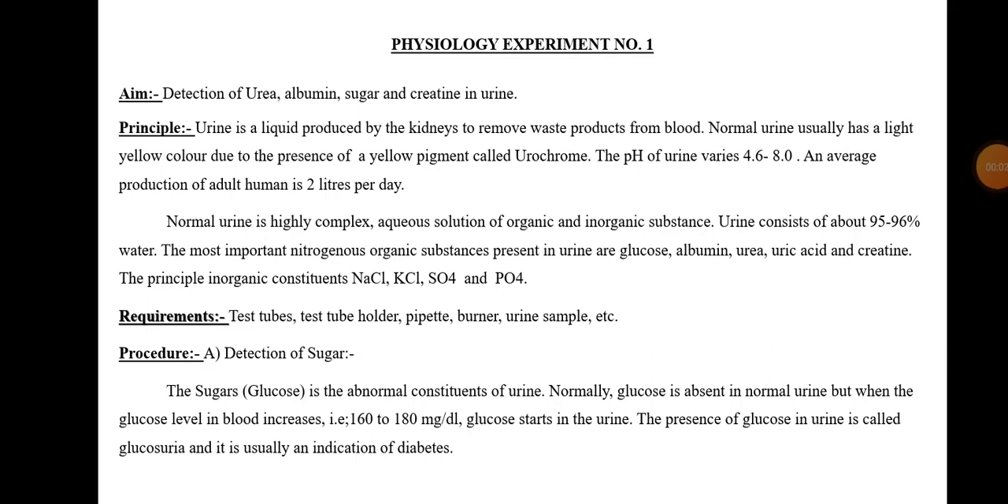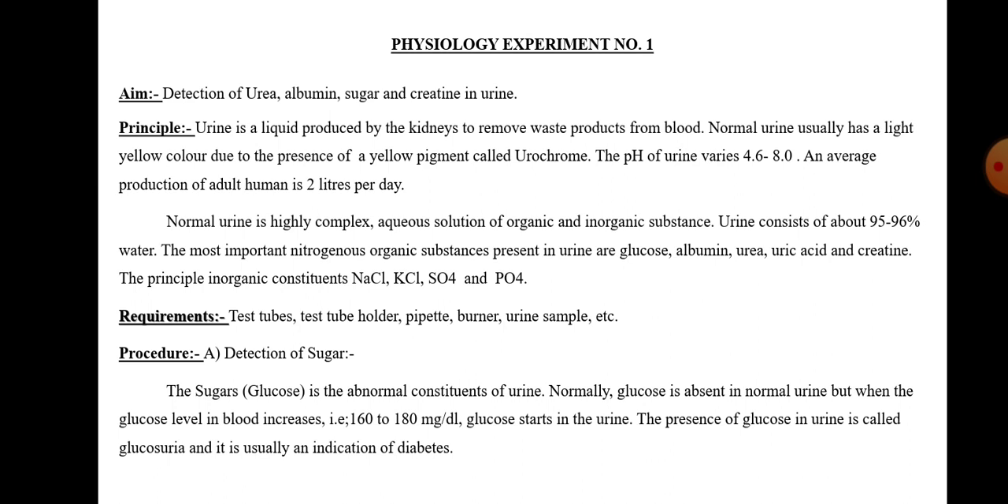Physiology experiment number 1. We are going to study the detection of urea, sugar, albumin and creatinine in urine. Now, the principle behind this experiment is that urine is a liquid which is produced by the kidneys to remove waste products from the blood. Normal urine usually has a light yellow color due to the presence of a yellow pigment called urochrome.